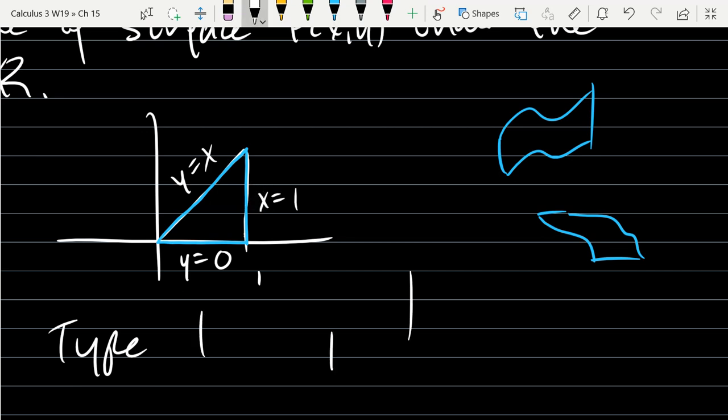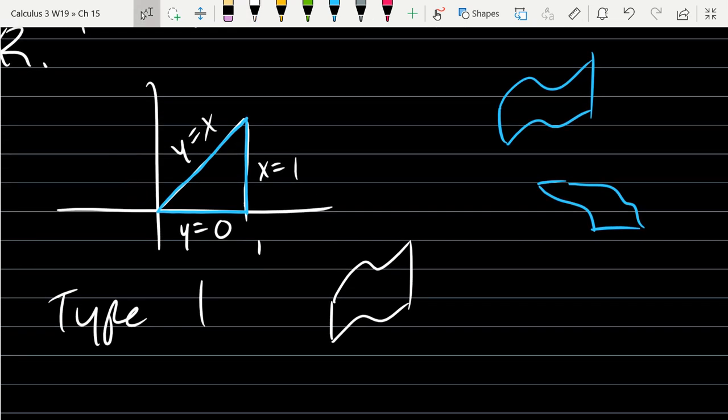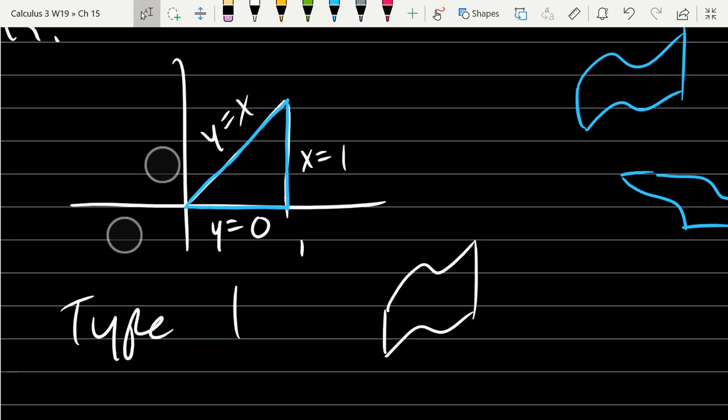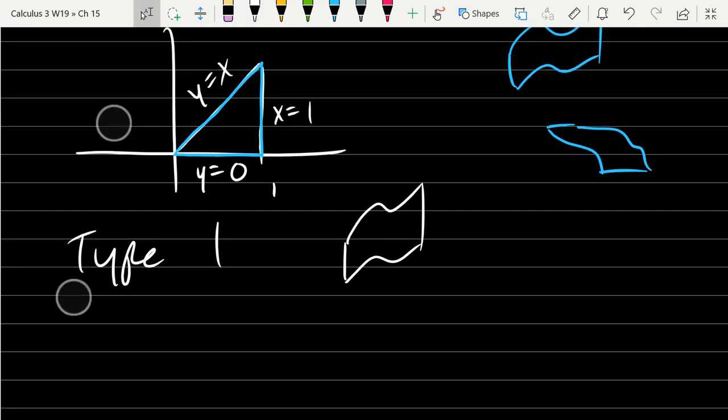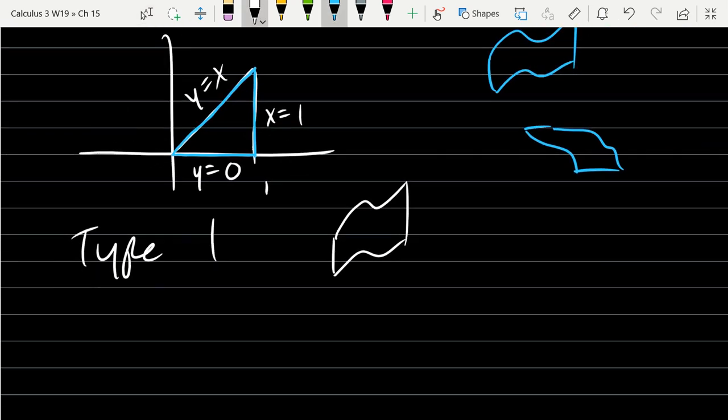So type 1, there would be two vertical lines and then some curves in between. All right, if I write it as type 1, what's the right vertical line? X equals 1. So that's our big x value, our right. Now it's a little bit weird. What's the left vertical line? Zero. It's really short. It's actually 0. So I could write this as a type 1 where it's probably easier to see the curves. So let's think about this as a type 1 region.